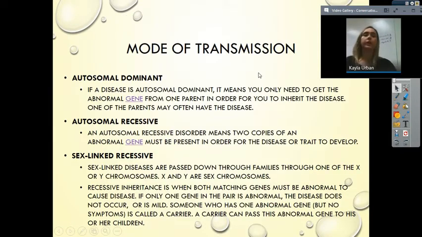There are a couple modes of transmission. Autosomal dominant. Autosomal refers to chromosomes 1 through 22.